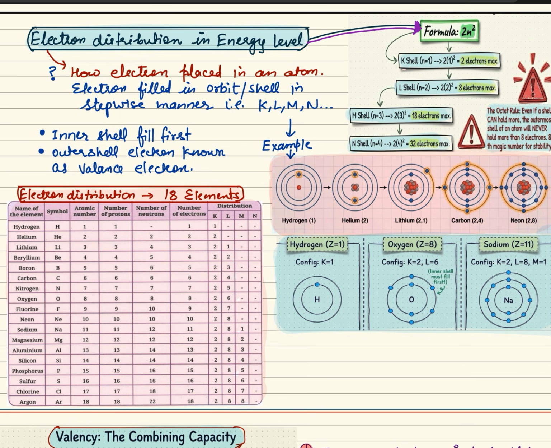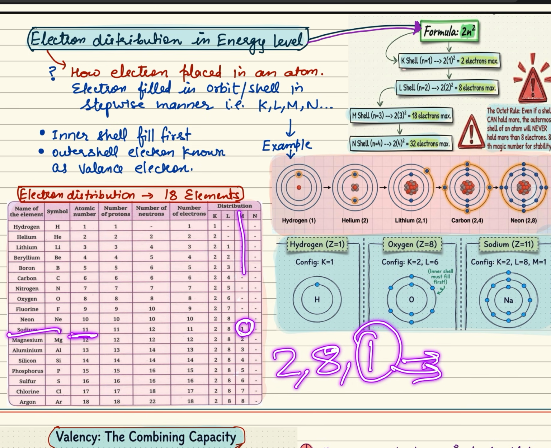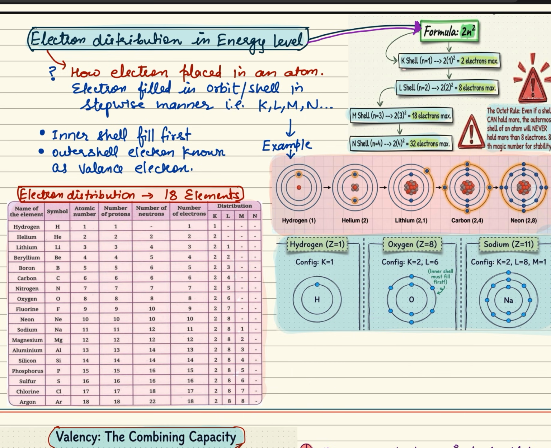For example, we will take sodium here. Sodium atomic number 11. So in the first shell there will be 2 electrons, in the second 8. So of 11, 1 is left. So valence electron is 1 here. This is the valence electron in the M shell. This is the valence shell for this. So you can calculate for all. For example, oxygen atomic number 6. So in the first shell 2 and in the second shell 6 will come.